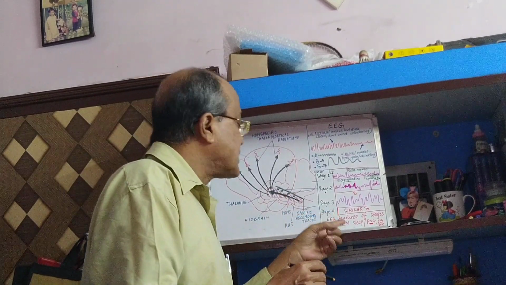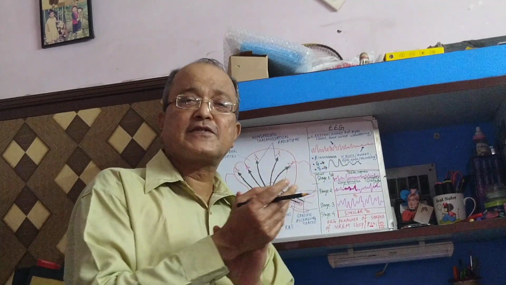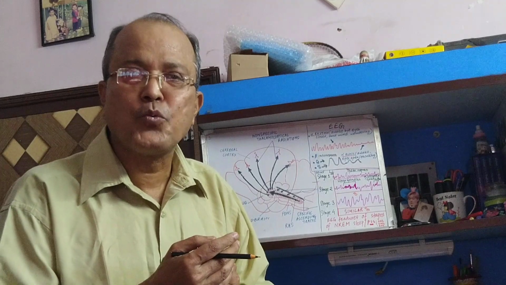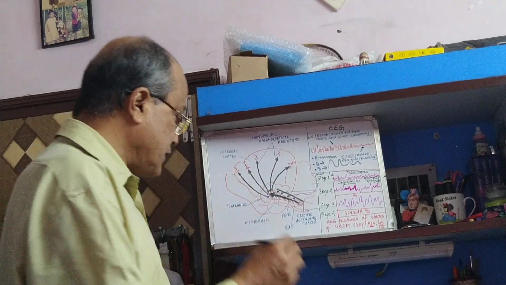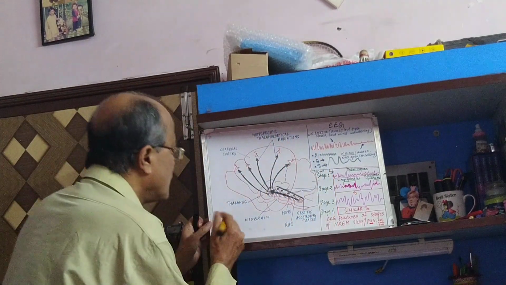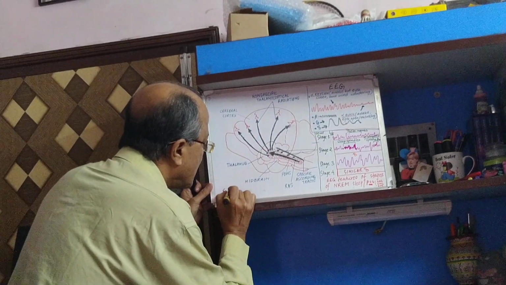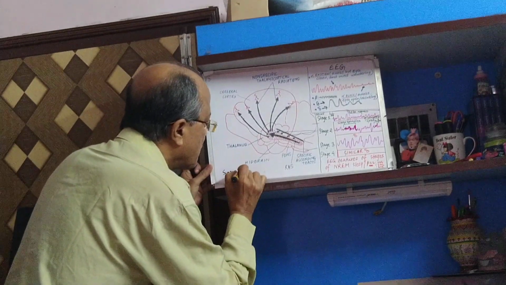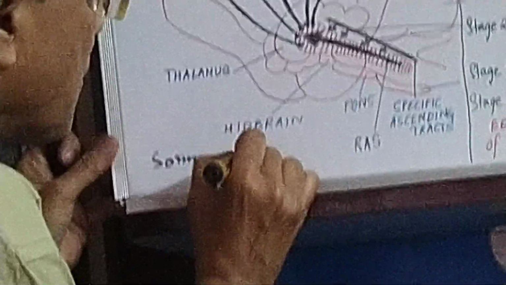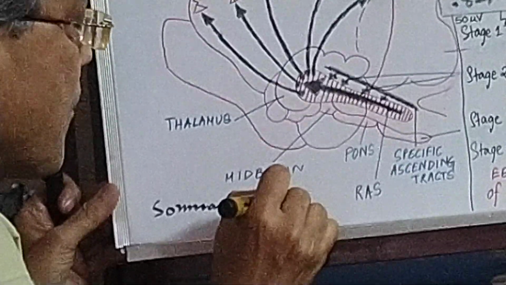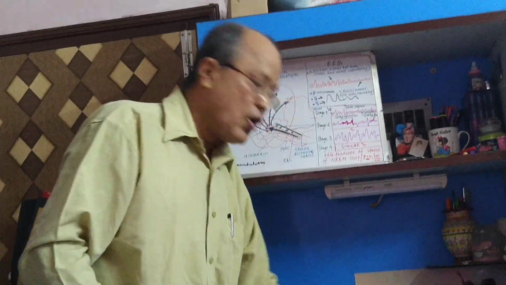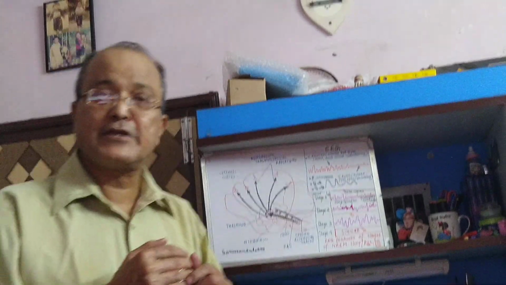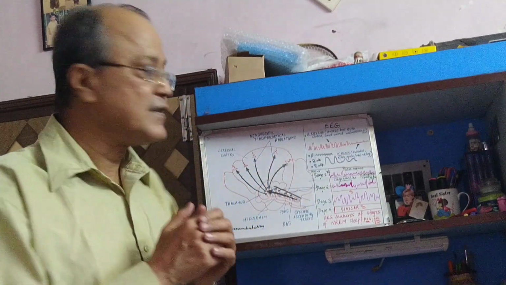Now, other things which are the features or the abnormalities of the sleep are sleepwalking. The person walks during sleep. The condition is known as somnambulism, or sleepwalking. Or there may be sleep talking. The person may talk during sleep, which is known as sleep talking.